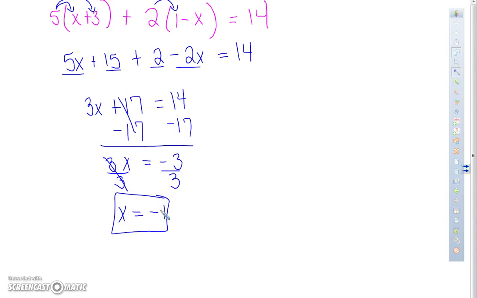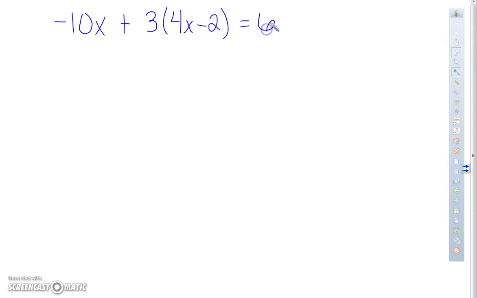And again, when you're checking your work, plug it back in. You would say negative 1 plus 3 is 2. 2 times 5 is 10, so you have 10. Plus, plug in negative 1 here. 1 minus negative 1 is 2. And 2 times 2 is 4. Does 10 plus 4 equal 14? And it does. So you know that it has been verified that your answer is, in fact, negative 1.